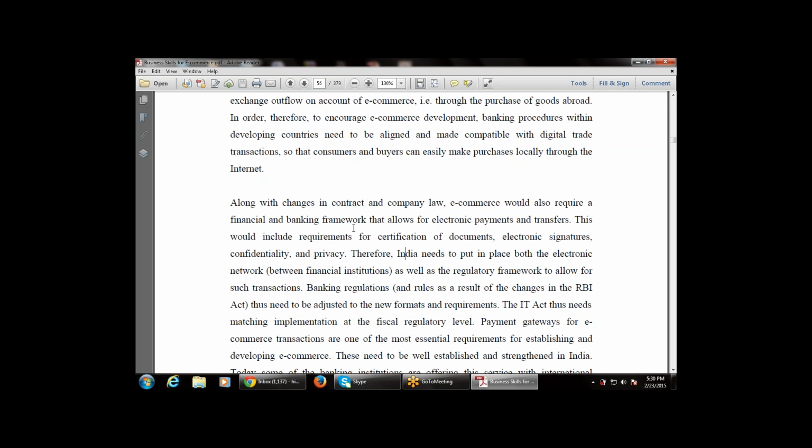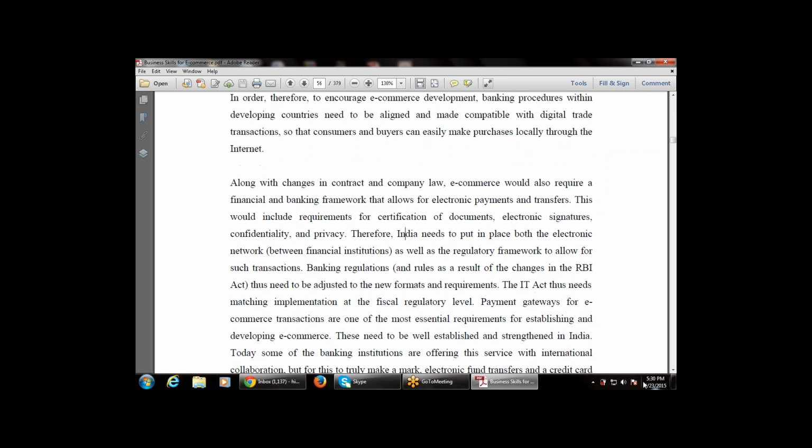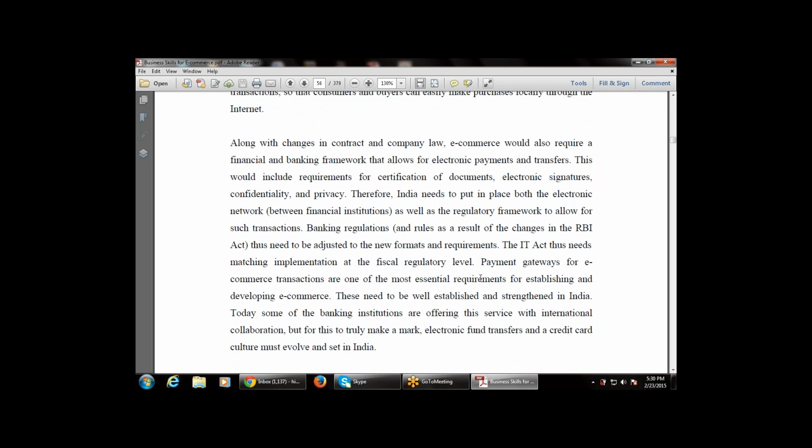Payment gateways for e-commerce transactions are one of the most essential requirements for establishing and developing e-commerce. These need to be well established and standard in India. That is, the payment gateway must be well established and standard, and must be used on a strong basis in India.